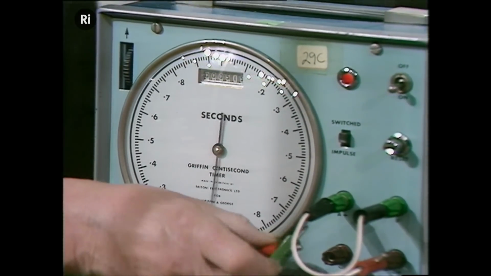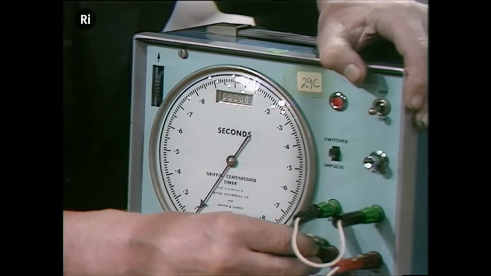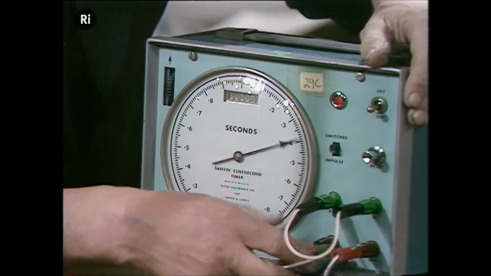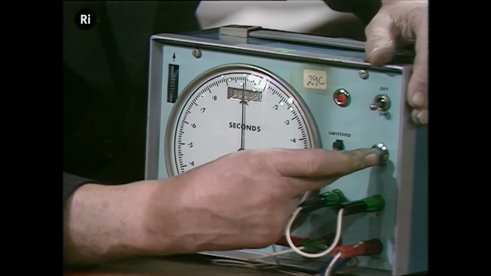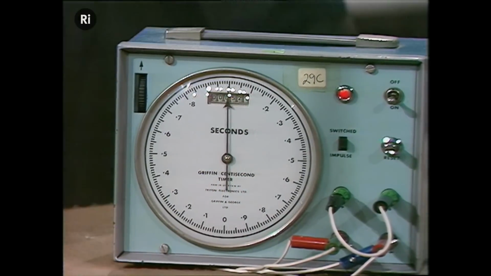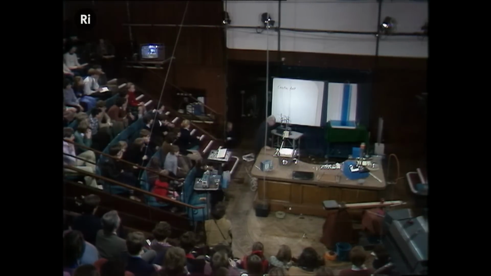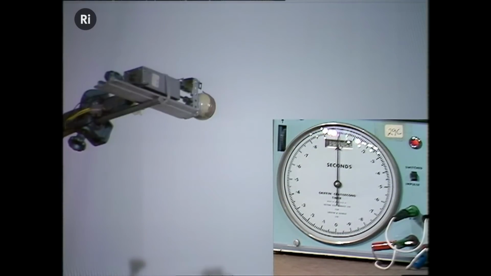It's 1 second for every half turn. Now we tell it to go back to 0, please. It'll do that. Now the clock is ready. We've got 5 meters of fall. Are you ready? 5, 4, 3, 2, 1, go!